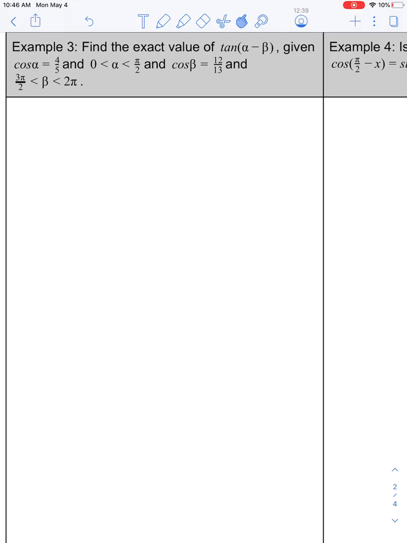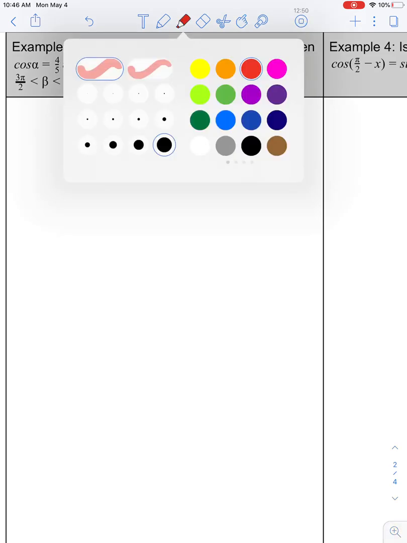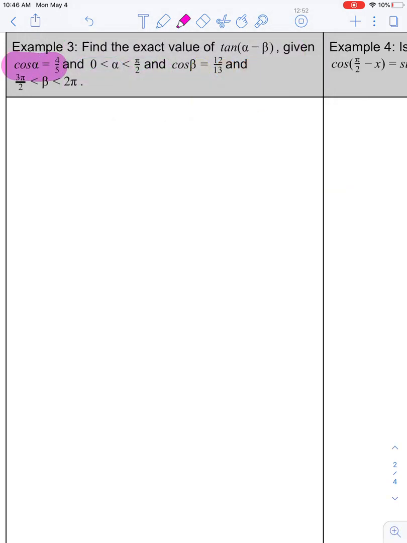So let's look at example 3 from our sum and difference notes. We are asked to find the exact value of tangent of alpha minus beta given the fact that cosine of alpha is equal to 4 over 5 and that alpha is between 0 and pi over 2. And then also given the fact that cosine of beta is equal to 12 over 13 and beta is between 3 pi over 2 and 2 pi.